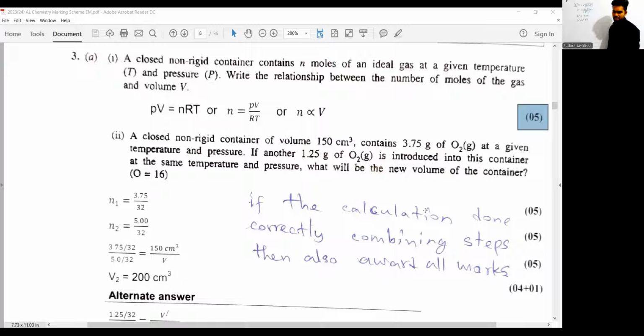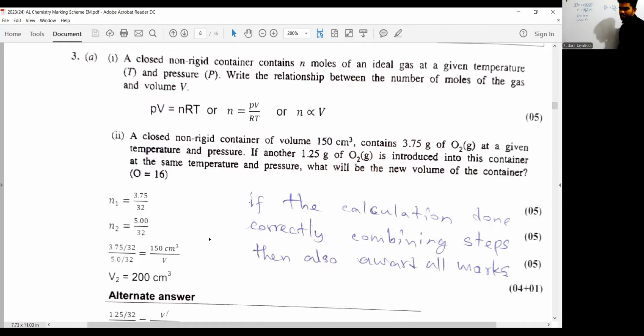So there are several ways you can do this one. In the marking scheme, you can see it's written: if the calculation is done correctly, combining steps, then also award full marks. So how much are they talking about? 200. So the final answer should be 200.